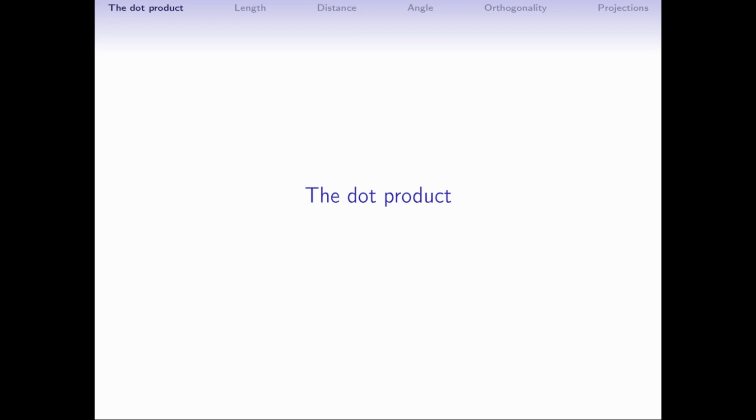The dot product takes 2 vectors of the same length and it returns a single number. And this number is what's going to allow us to talk about the angle between these vectors. So it allows us to bring geometry into our study of these Euclidean spaces. So let's take a look at the definition of the dot product in some detail.